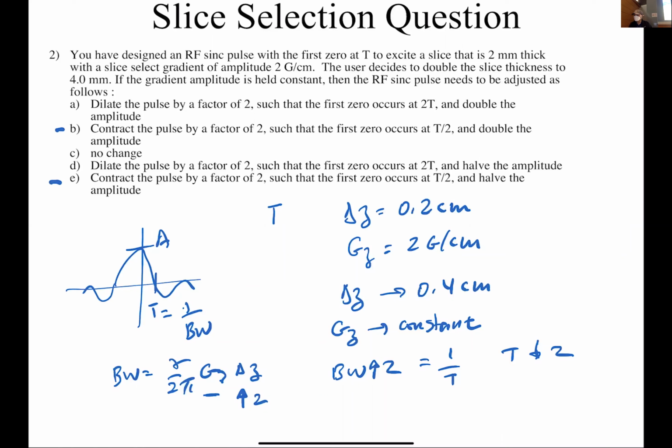And the only difference between those is that t must go from t to t over 2. Right? And the only difference between those is whether you increase the amplitude or decrease the amplitude, right? But we know we want to keep the area the same to get the same flip angle. So we've squeezed the pulse, so it's got less. If we didn't do anything else, the area would decrease, right? So therefore, we need to double the amplitude such that the area stays the same. Okay. So the correct answer then would be B.